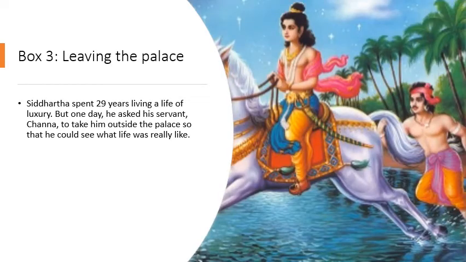However, aged about 29 years old, Siddhartha decided that he wanted to view the world as it really was. So one day he asked his servant called Channa to take him outside the palace so he could see what life was really like. Now he was doing this obviously against the wishes of his father, but as a 29-year-old man he decided that it was time for him to see life in its reality.